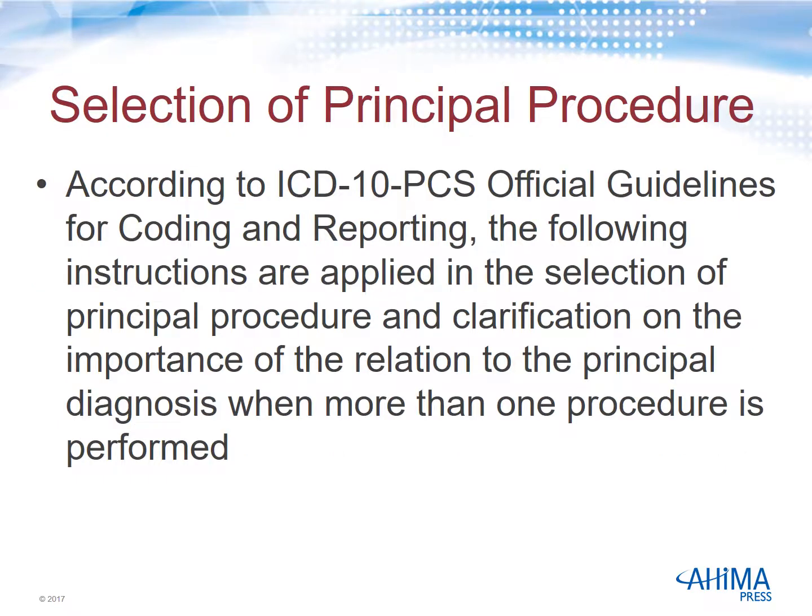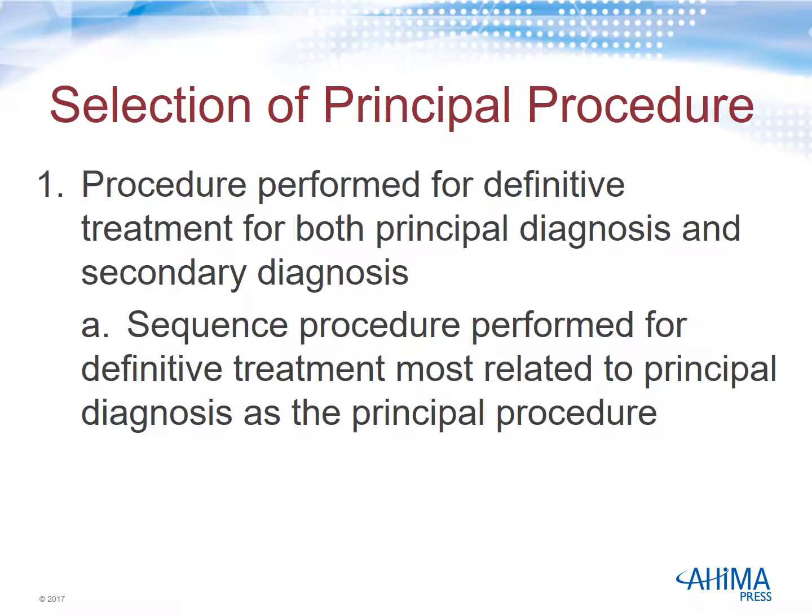So the selection of the principal procedure. According to ICD-10 PCS official guidelines for coding and reporting, the following instructions are applied in the selection of principal procedure and clarification on the importance of the relation to the principal diagnosis when more than one procedure is performed. Number 1. Procedure performed for definitive treatment for both principal diagnosis and secondary diagnosis. Sequence procedure performed for definitive treatment, most related to principal diagnosis as the principal procedure.